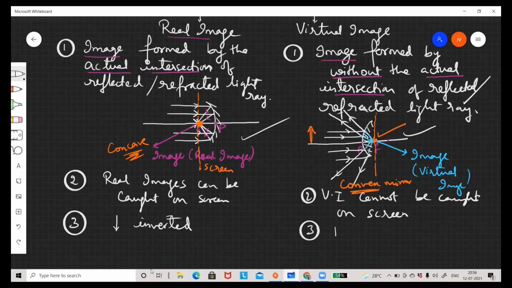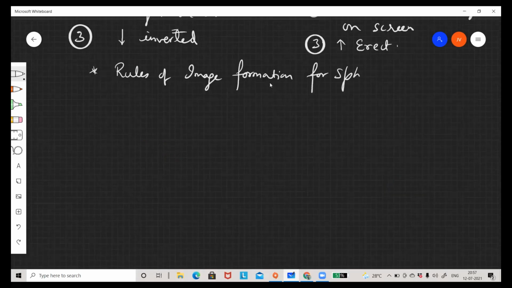Virtual images are always erect. When we see ourselves in the plane mirror, we are erect, we are not upside down. So actually, we will use the words real and virtual much when we talk about spherical mirrors. Okay, so now the rules of image formation for spherical mirrors.